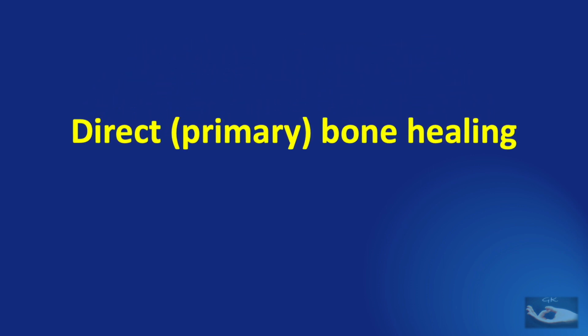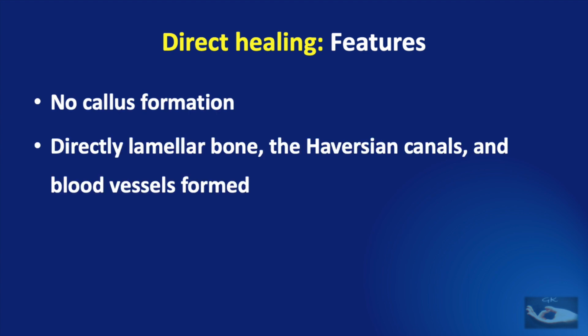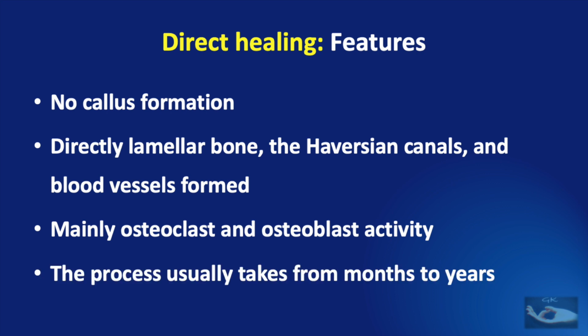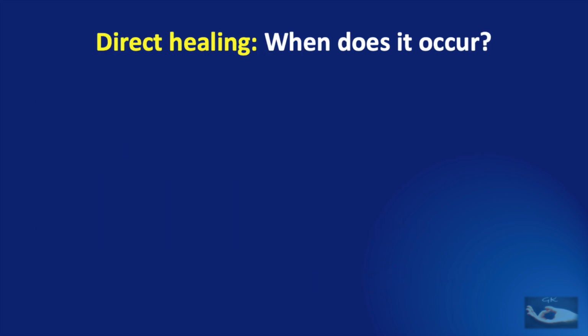We shall now see the process of direct or primary bone healing. The features of this type of healing are: there is no callus formation, directly lamellar bone, Haversian canals and blood vessels are formed mainly due to osteoclast and osteoblast activity alone, and the process usually takes from months to years. We have seen the conditions where indirect bone healing occurs. When does this direct healing occur?